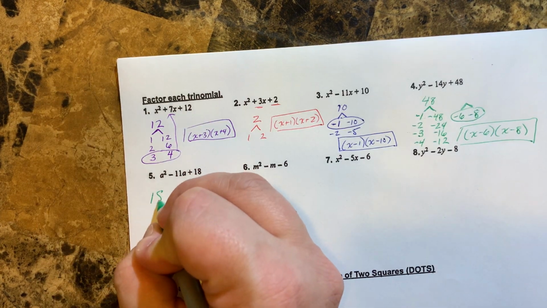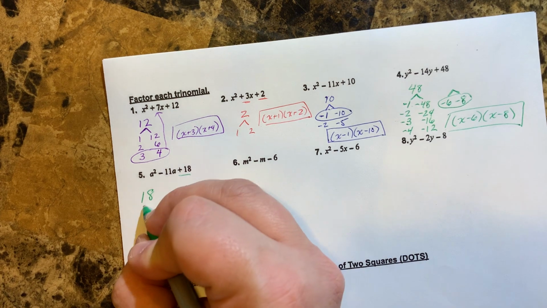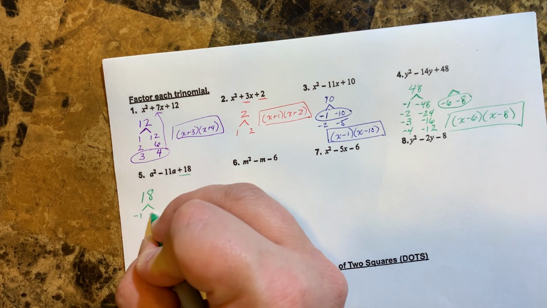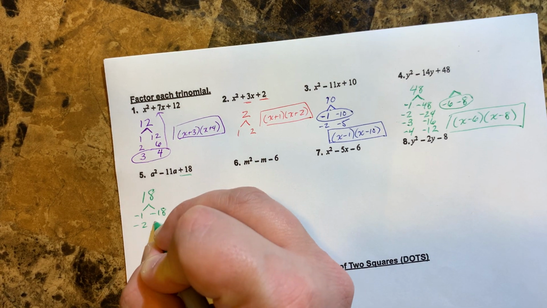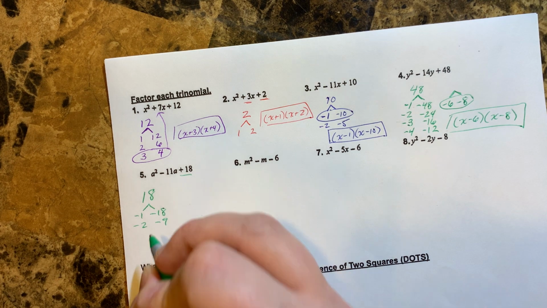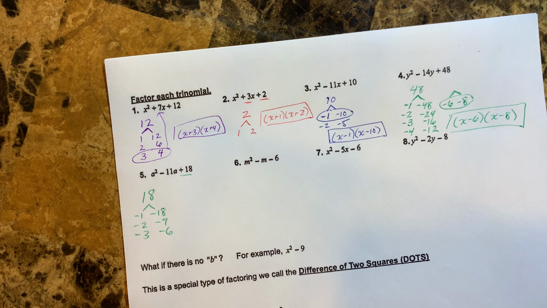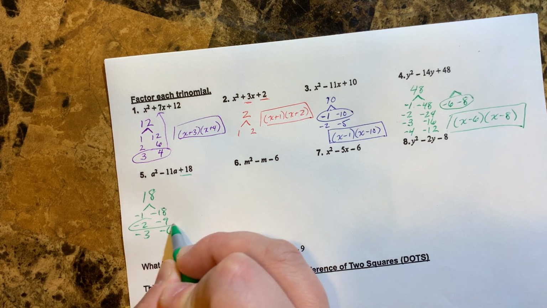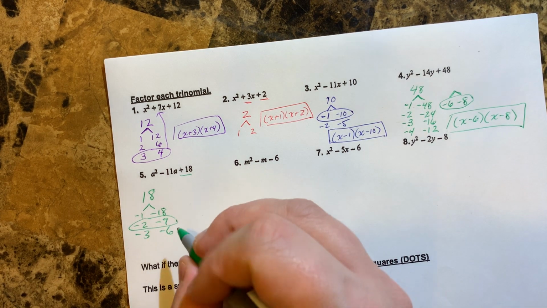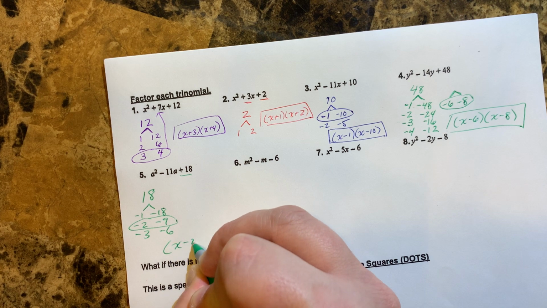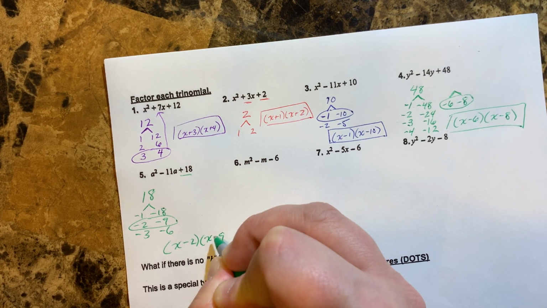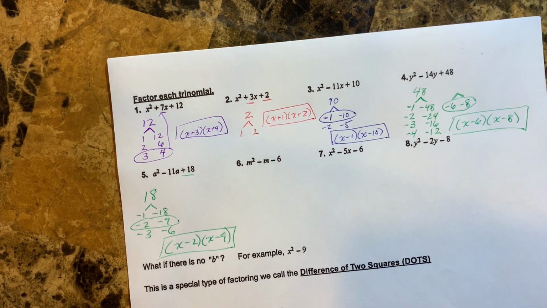Okay, 18 can split into negative 1 times negative 18, negative 2 times negative 9, and negative 3 times negative 6. Out of those options, negative 2 and negative 9 would add to negative 11. So x minus 2 times x minus 9 would be my answer for that one.